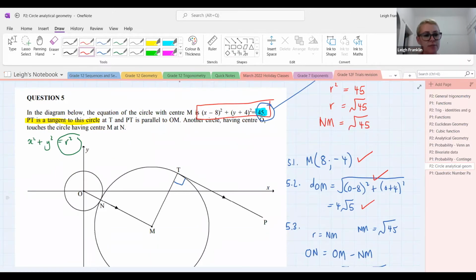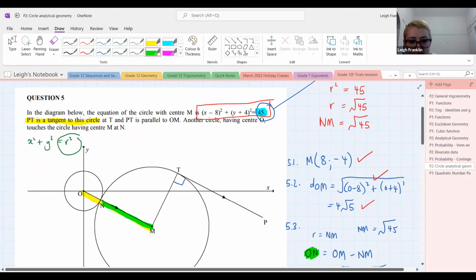So this is a difference problem. If I know the length of the whole line and I subtract, so I know all of this, if I take the green bit away, I'm left with the yellow bit. That's what's left over. So that's what I was trying to say over here, that the radius of the smaller circle ON is going to be the line OM minus NM, the radius.